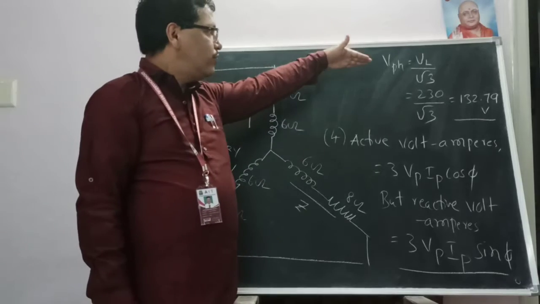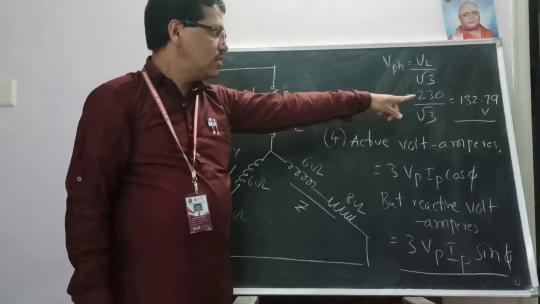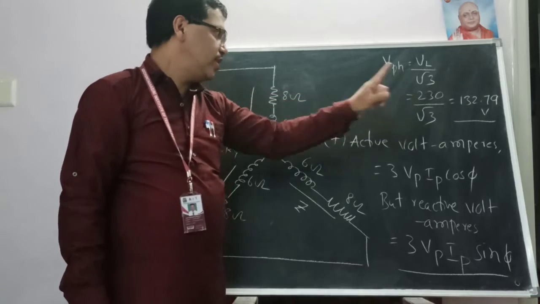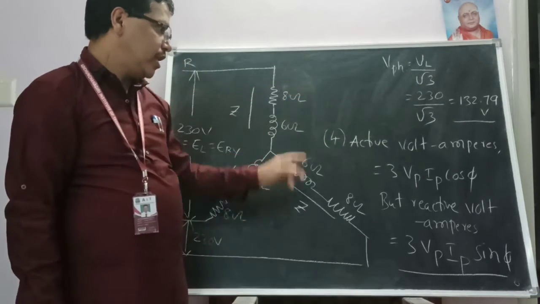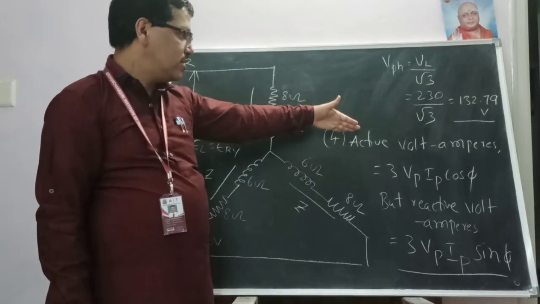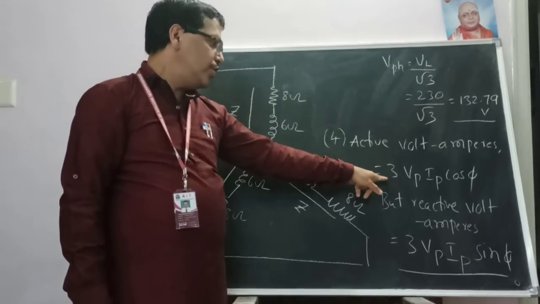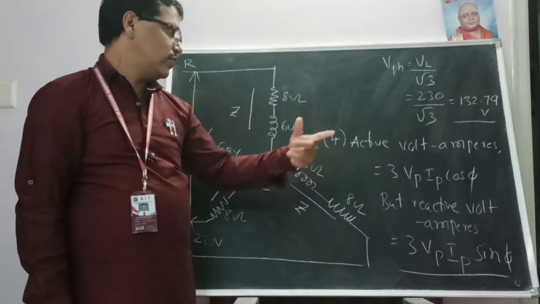So the value of V phase, that is VL by root 3, 230 by root 3, that answer is actually 132.79 volts. So as per the fourth part, we need to calculate reactive volt amperes. The active volt amperes, as we already know, is 3 into V phase I phase cos phi, or root 3 VL IL cos phi, both are the same.